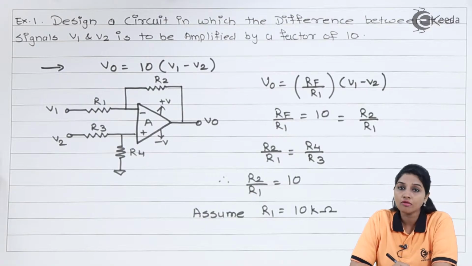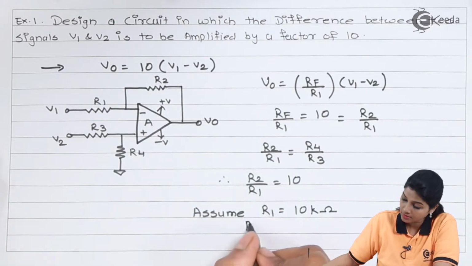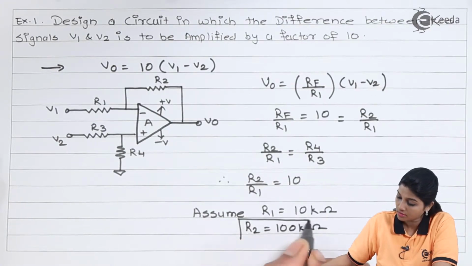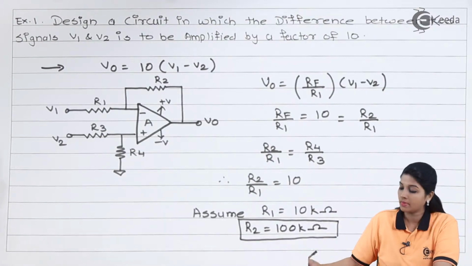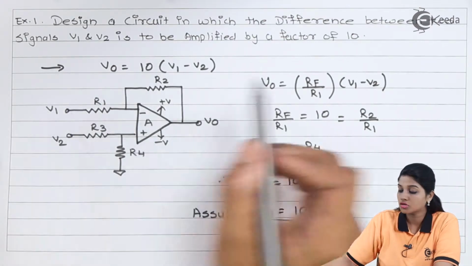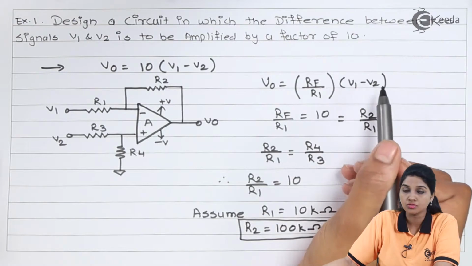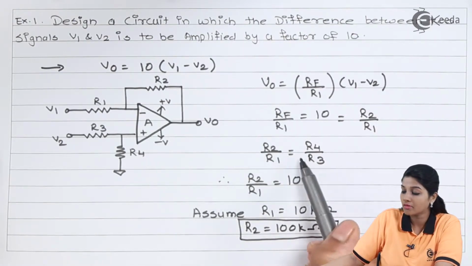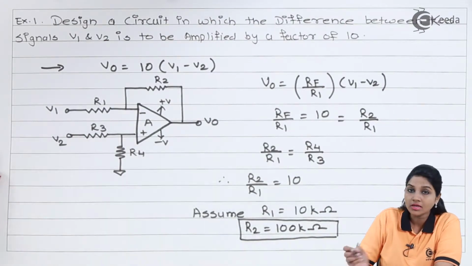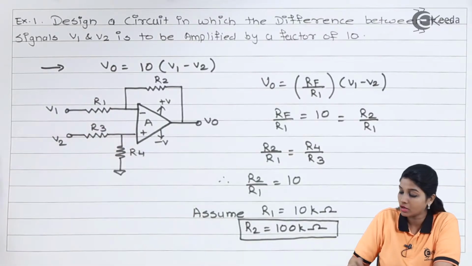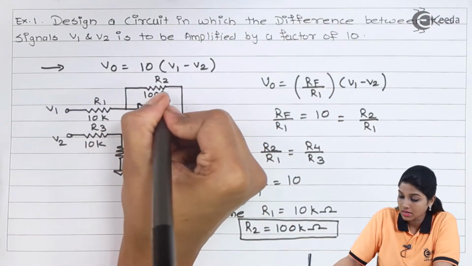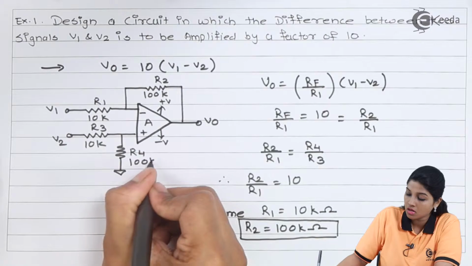So if we substitute the value of R1, we will get value of R2 as 100 kilo ohms. So if we put the value of R2 and R1 in the equation, we will get output equation VO is equals to 10 into V1 minus V2. So from the relation R2 by R1 equals to R4 by R3, we can get the value of R3 as well as R4 also. So let's write down the values in the circuit diagram. Value of R1 is considered as 10 kilo ohms, R3 is also 10 kilo ohms, R2 obtained as 100 kilo ohms, and R4 is also 100 kilo ohms.